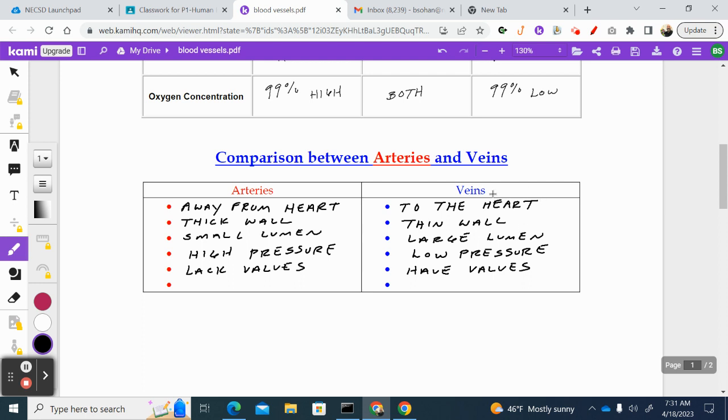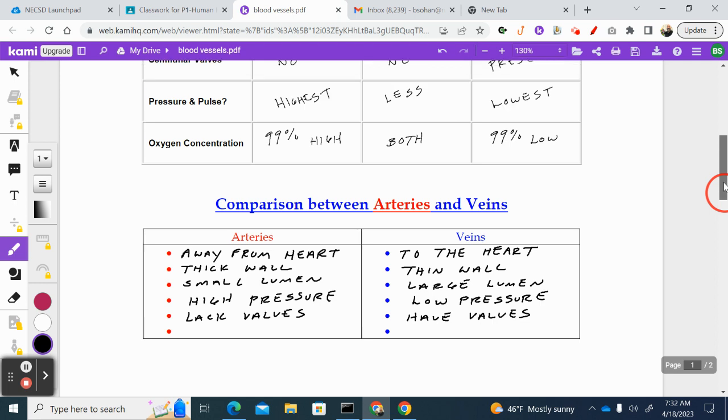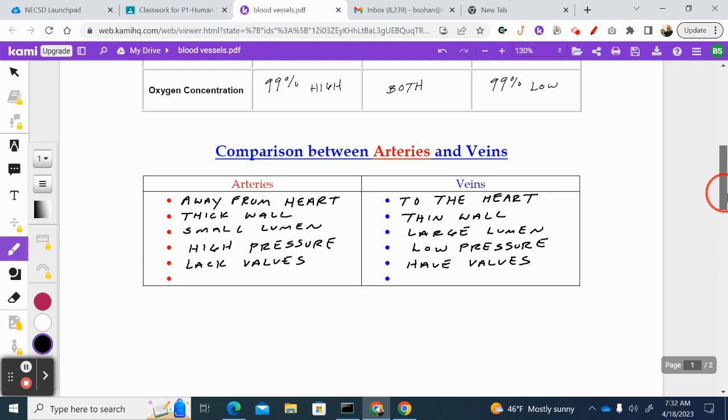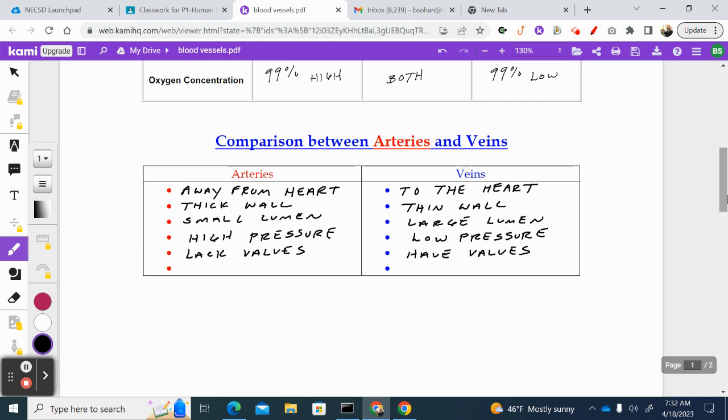What else can we say? We could mention oxygen concentration. Mostly oxygenated. Not totally, though. Mostly deoxygenated.